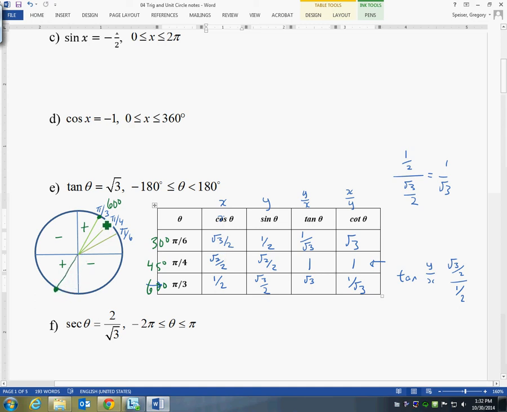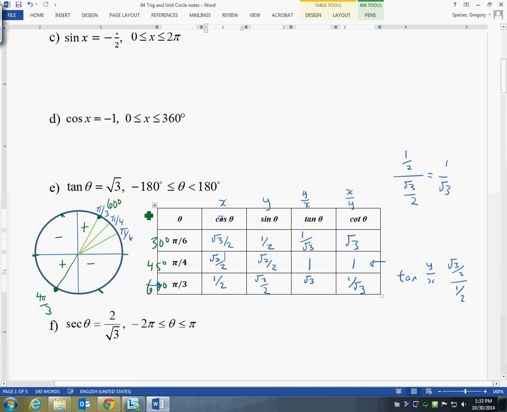Okay, and so we're talking about multiples of pi over 3. So this is pi, so it's got to be 3 pi over 3. So this is 4 pi over 3. Okay, so when we're thinking about our pi over 3s, it's 1, 2, 3, 4, 5, and then 6. Those are our pi's over 3.